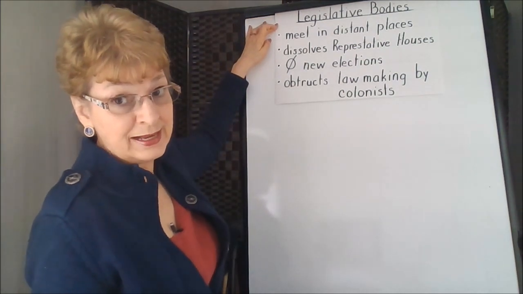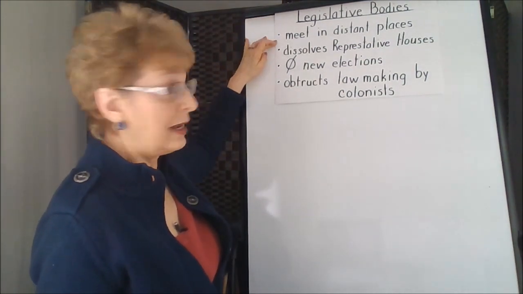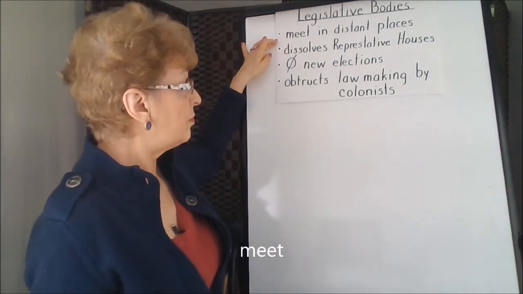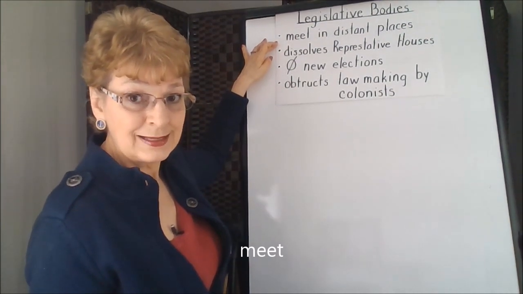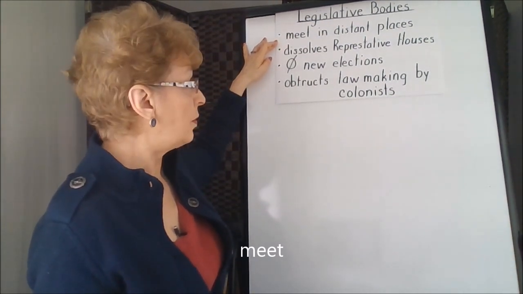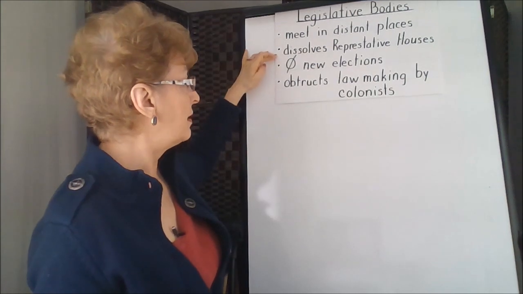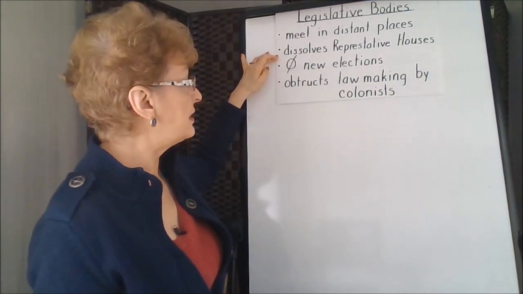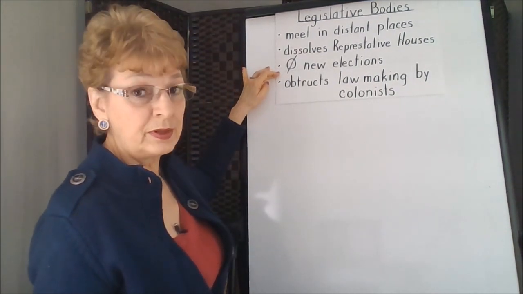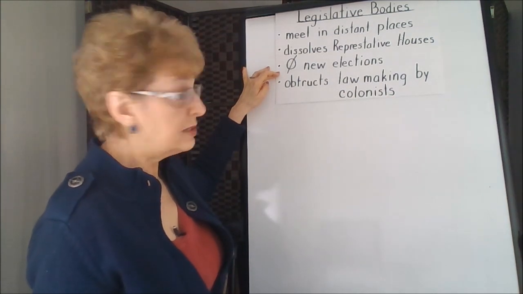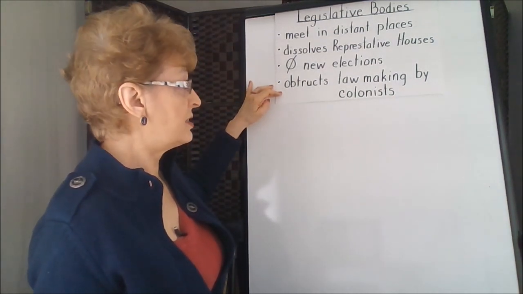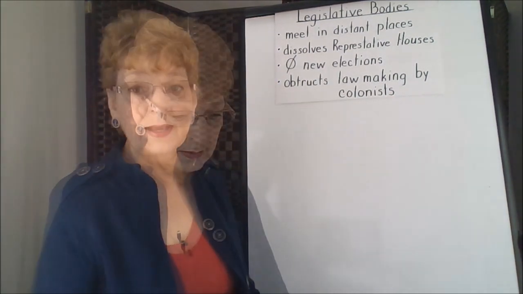So the complaints of the colonists now say he makes us meet in really distant places and it's uncomfortable. So it's just harassment. He's dissolved our representative houses. He will not allow new elections, and the king is just obstructing the lawmaking by the colonists.